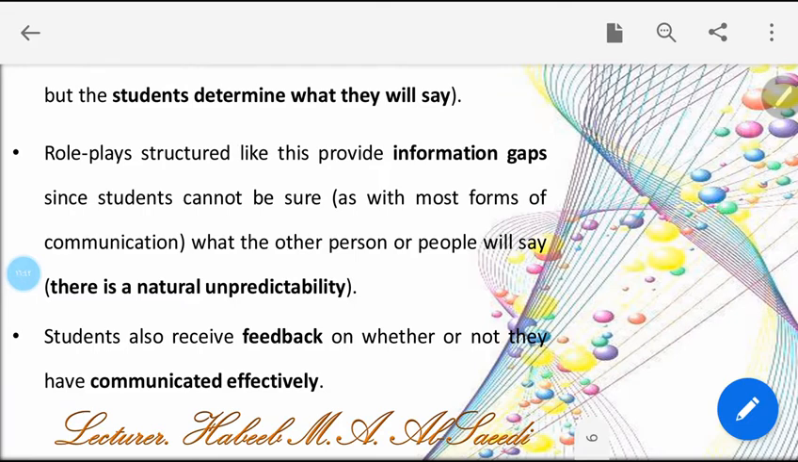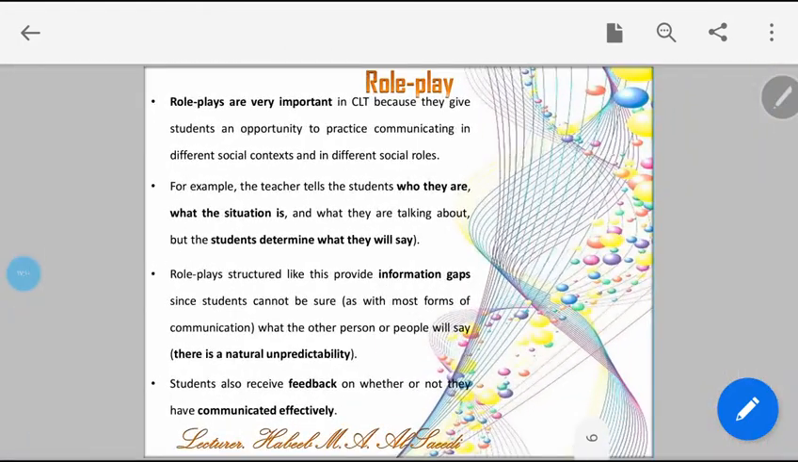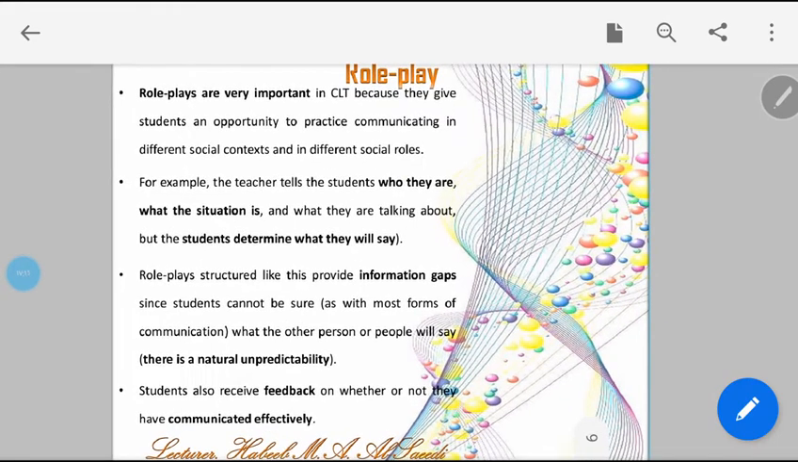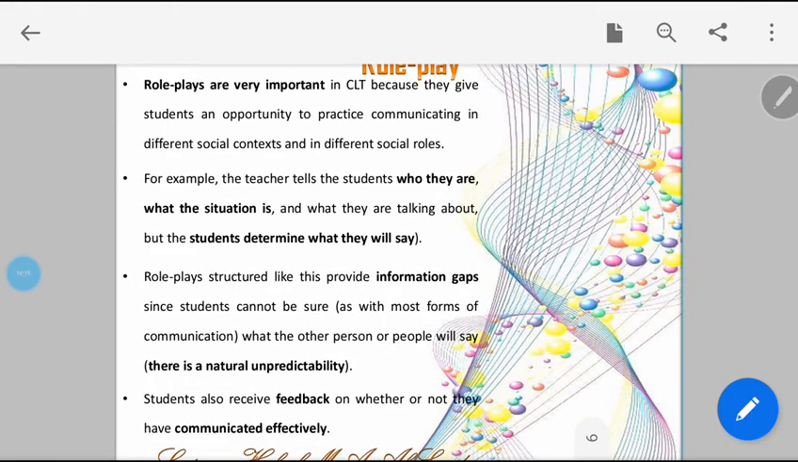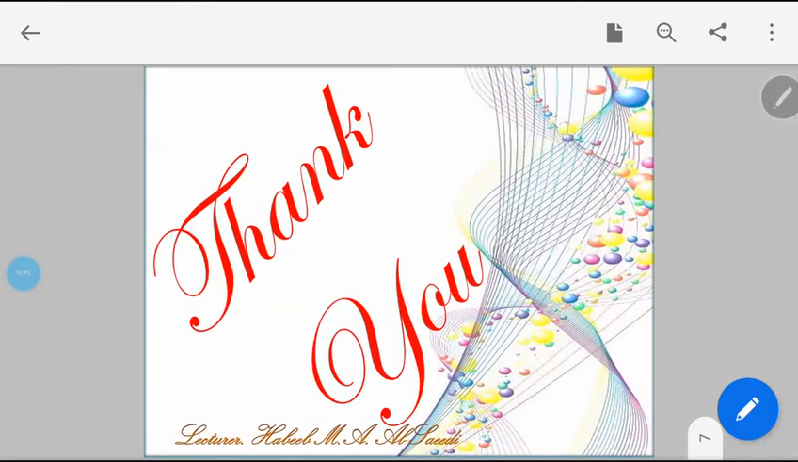Students also receive feedback, and this is also important. Students receive feedback on whether or not they have communicated effectively. Here they will receive feedback from the teacher and from the other students in the group on whether their communication was effective, whether they have communicated correctly or not. So this is the role play, an important technique, and it's the last thing we talk about in this lecture today.